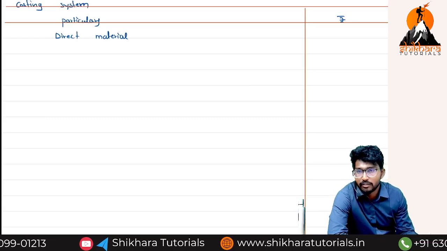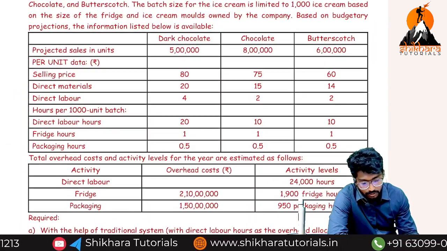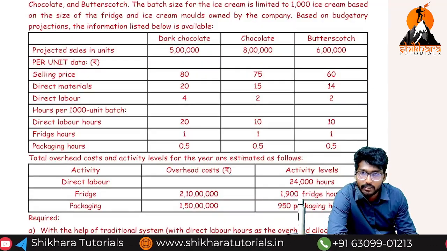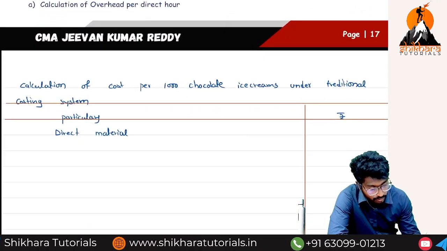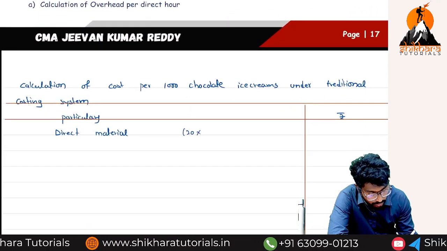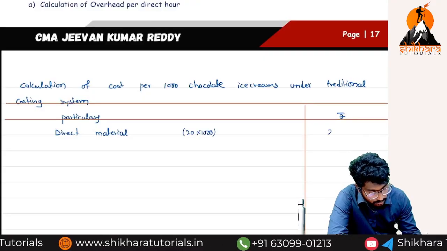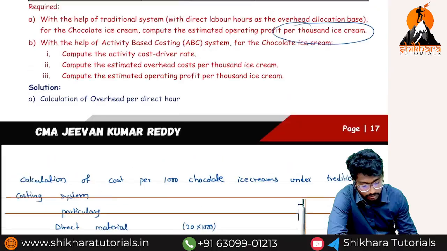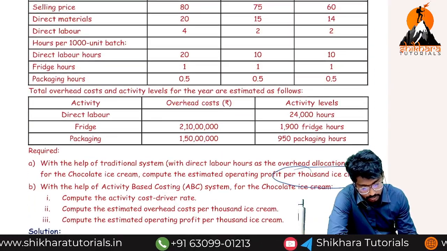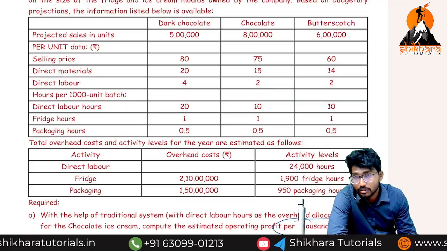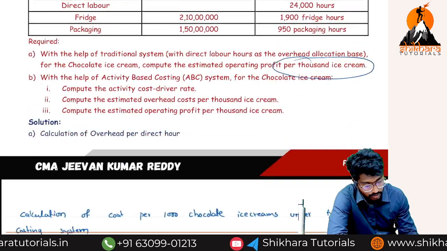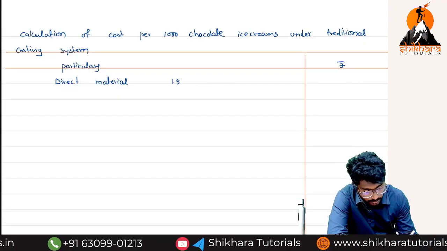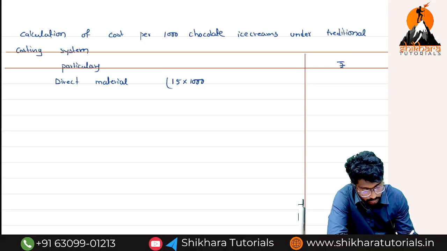First one is direct material. So what is the direct material cost? Per unit, direct material is how much? 20 into how many? 1000. 20 into 1000 is 20,000. That is 20,000. Am I correct? Next, direct labor. Sorry, it is 15. 15 into 1000 is 15,000.